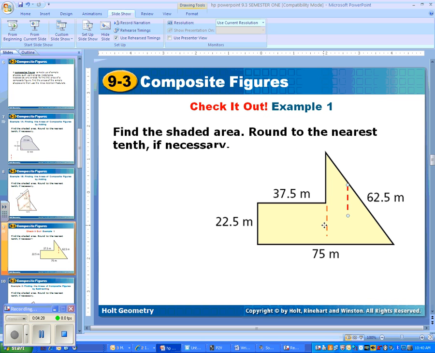This is another great one. If we split it up like this, which most people will do, we can figure out what the area of the rectangle is. And that's just base times height. So you would do the 37.5 and the 22.5.